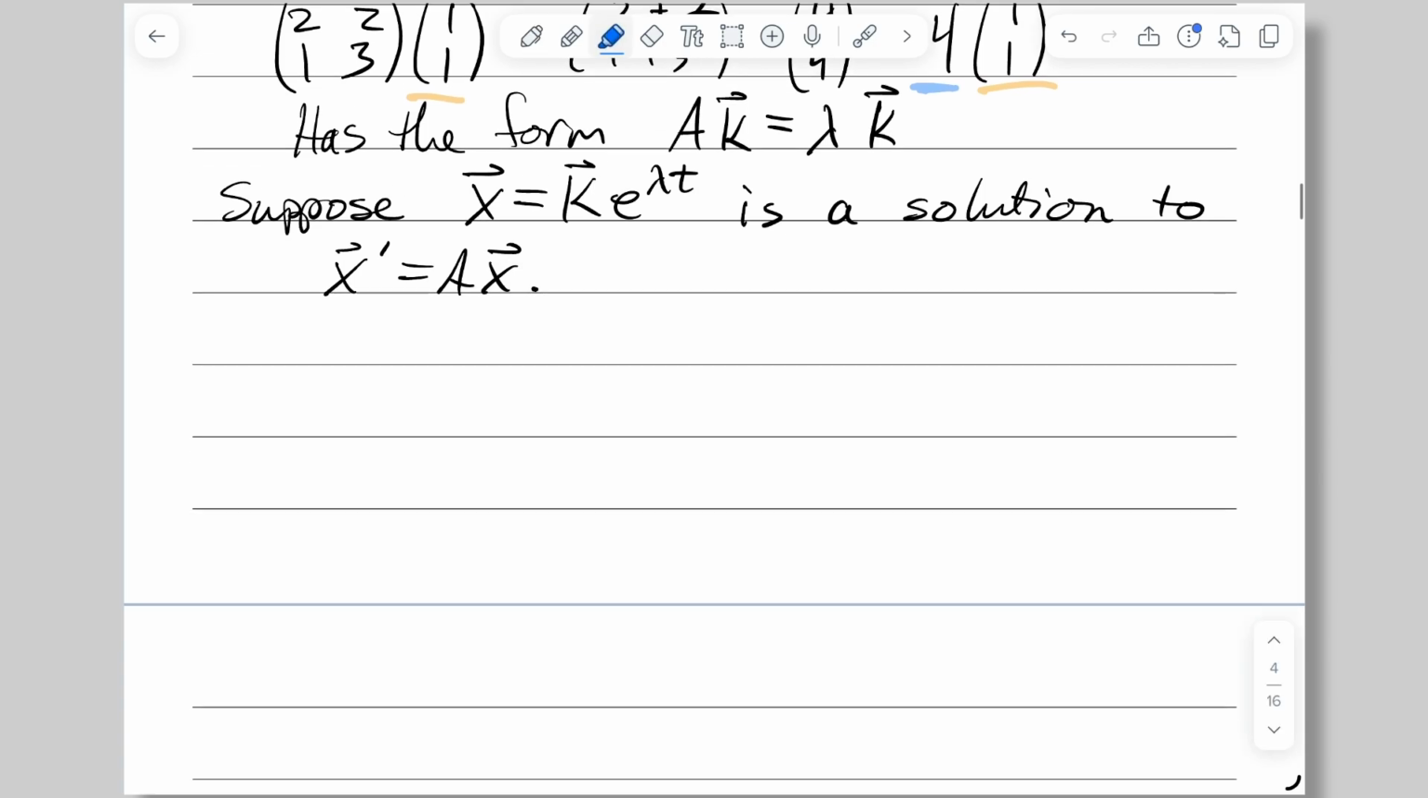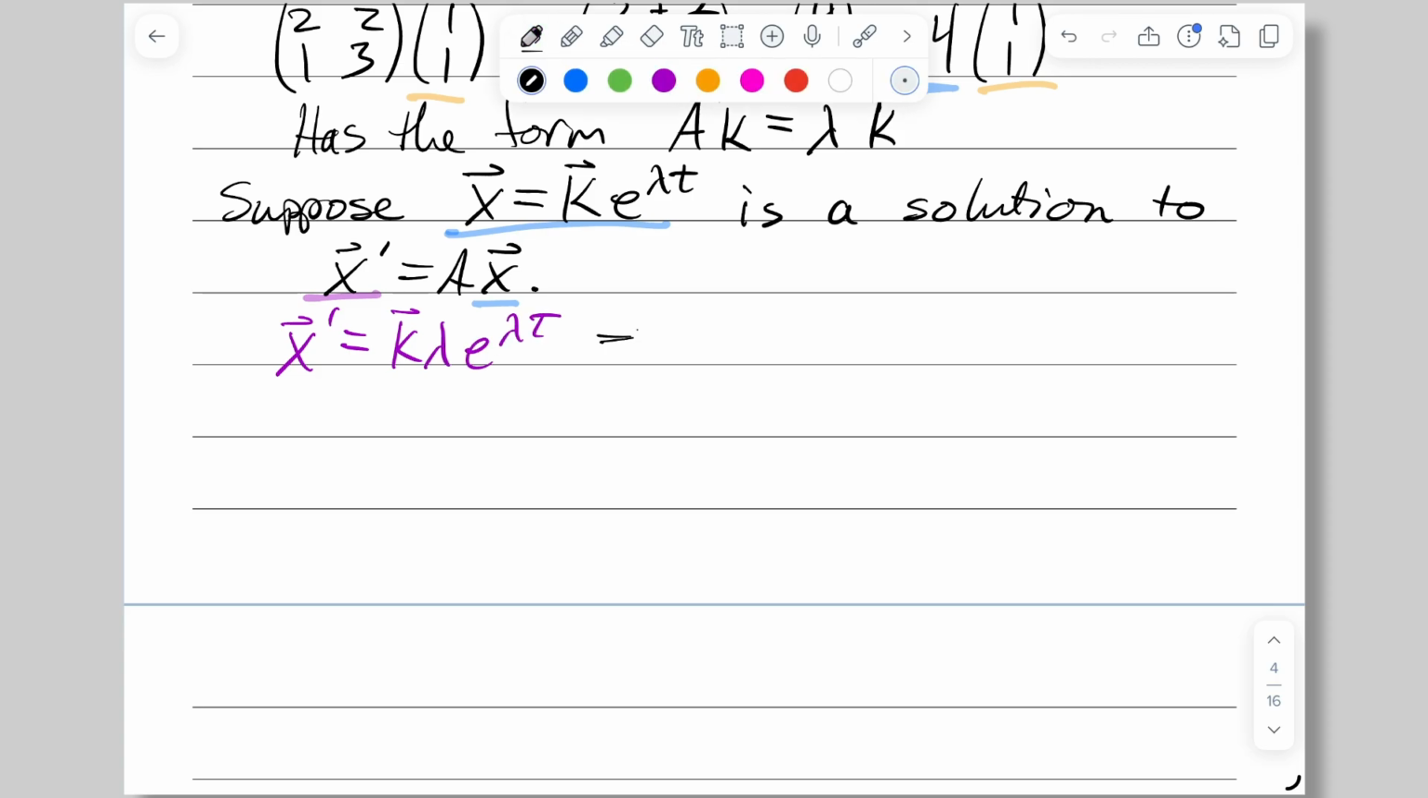And now we're going to do what we've done a bunch of times in this course. We have a proposed form of solution. We're going to plug it into the differential equation and see what happens. So x is equal to k e to the lambda t. We need its derivative for the left-hand side of this equation. And so we only need to differentiate the exponential because the k vector is constants. So x prime is equal to k lambda e to the lambda t.